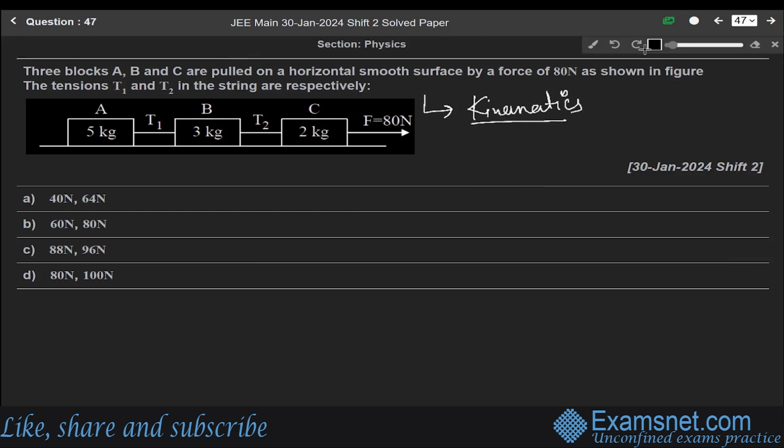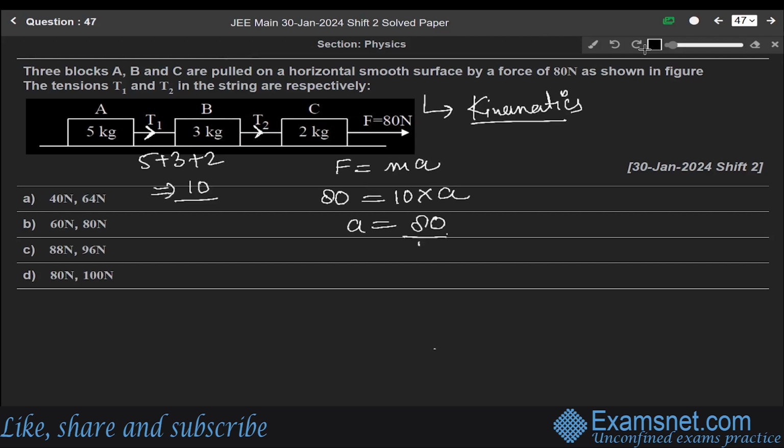Now, since there are three blocks, A, B, and C, and the total force is F equals 80 Newton. So if T1 tension is acting in string A and T2 is acting in string B, the total acceleration will be, since force equals mass into acceleration, force is 80 Newton and mass is 5 plus 3 plus 2, so 5, 3, 8 plus 2, 10. So 10 into a. The acceleration acting on this whole system will be 80 by 10, which equals 8 meter per second square.